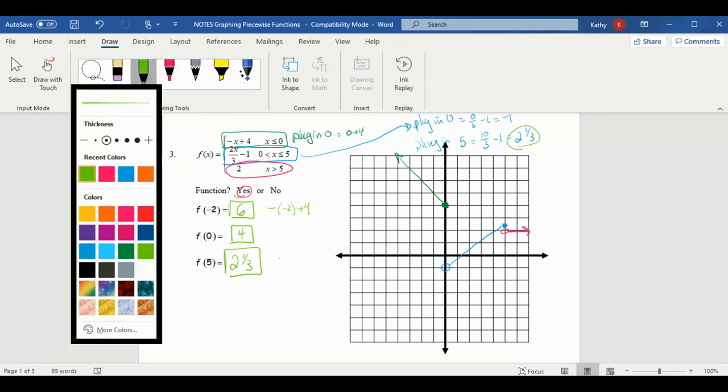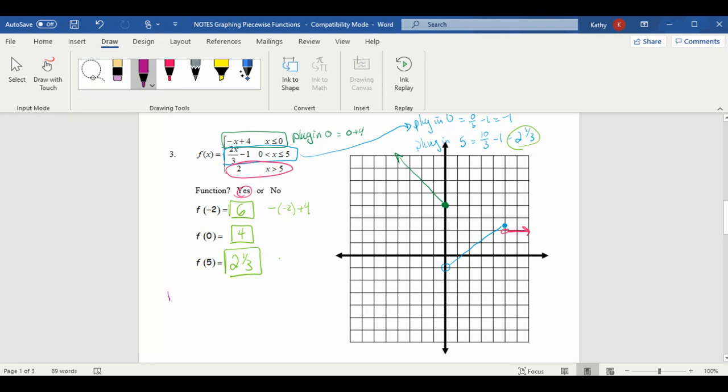Domain. Evaluating our domain, left to right. Are there any breaks left to right? No, there aren't. So this domain is still negative to positive infinity. Our range. There are 2 parts to our range. Our range first starts at bottom to top. It starts at this blue at negative 1, not included, and then travels up to 2 and 1/3. It then starts again at 4 and goes all the way to infinity.